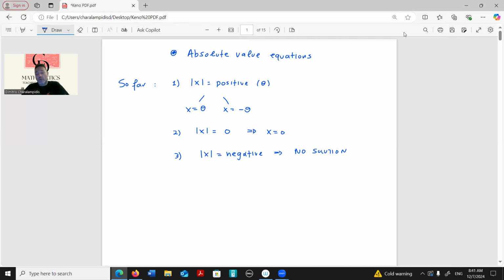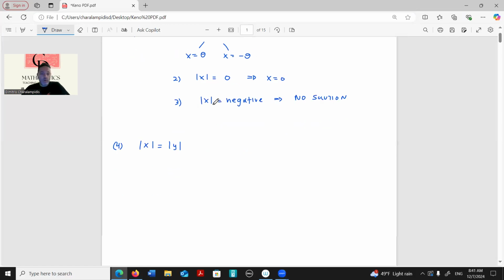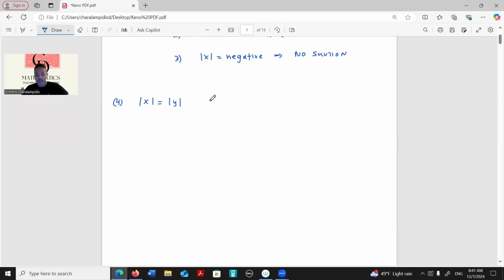Remember as well, or you should know as well, that when we refer to absolute value, it's not just about the x, but it's about the expression inside the absolute value. Now, moving on, we will see a fourth case, that of the absolute value of x being equal to the absolute value of y. If we want to give a geometrical interpretation of this, we are looking for two numbers.